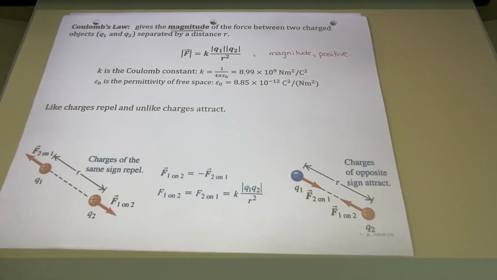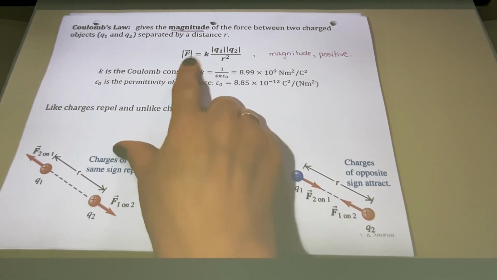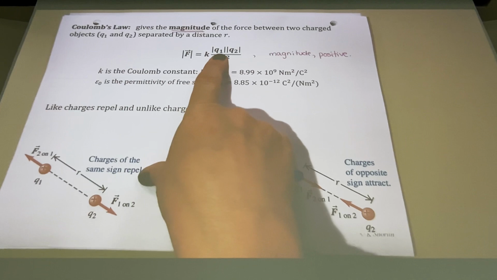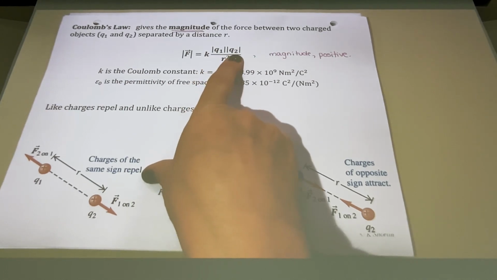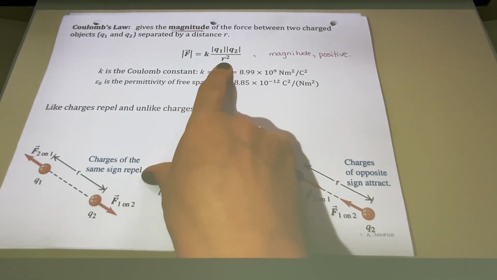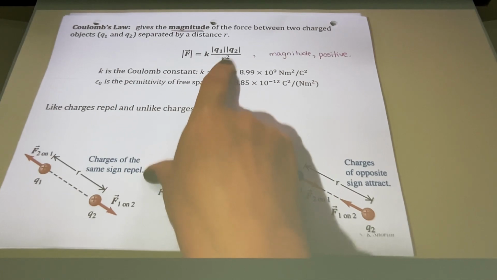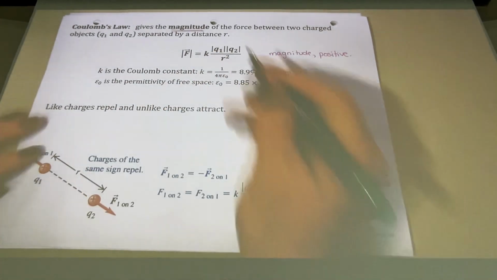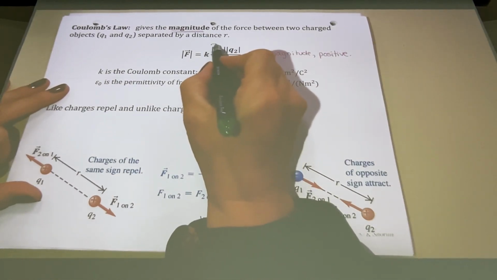I think most people would have seen this equation in high school. I'm thinking this is familiar to people. So the size of the force is a constant times the magnitude of one charge times the magnitude of the other charge divided by their separation squared. This is really important: in this equation we use the magnitude of charge.